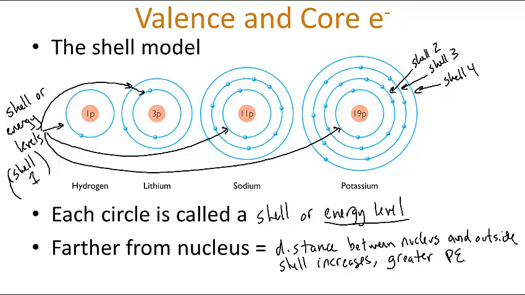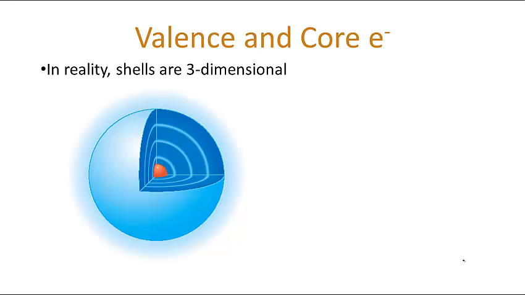So in reality, shells are three-dimensional, and they don't even really look like this. This isn't a perfect representation of what the electron shells look like, but it's more of a 3D model. Remember, we talked about models being something that help us understand complex ideas or complex real-life objects. These shells are actually three-dimensional, and they have shapes that aren't quite perfectly spherical.